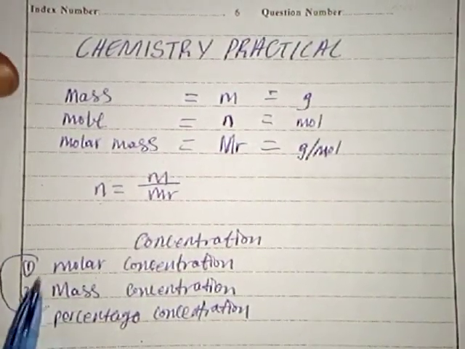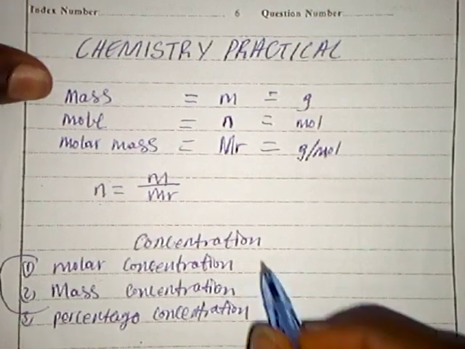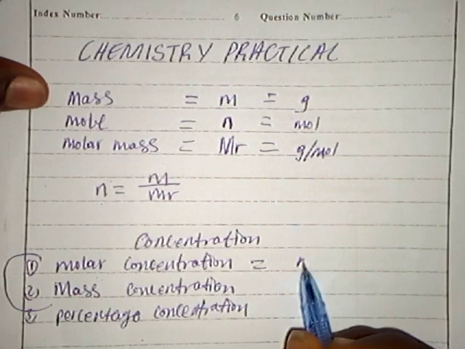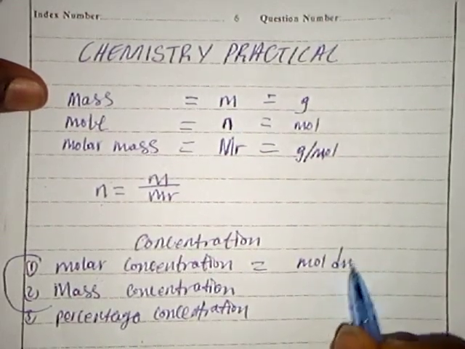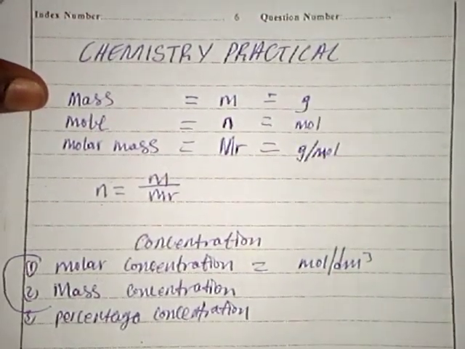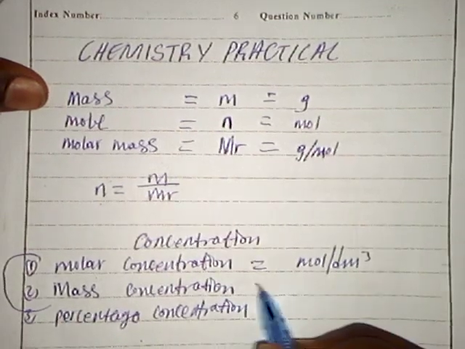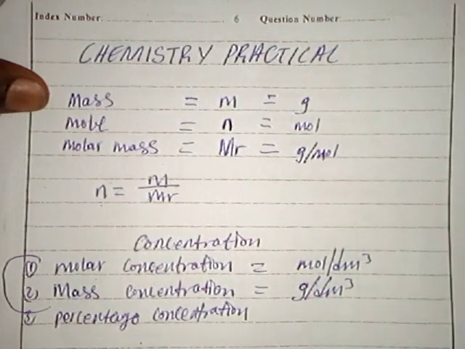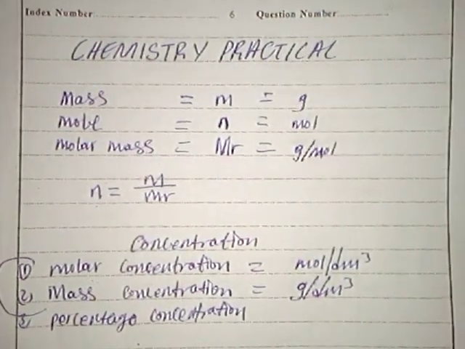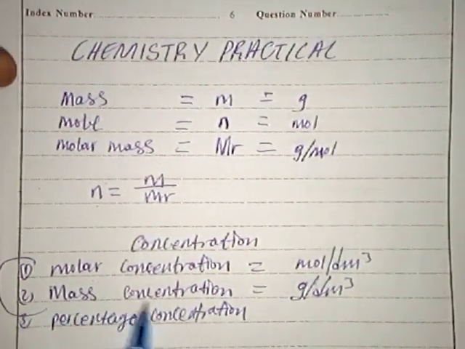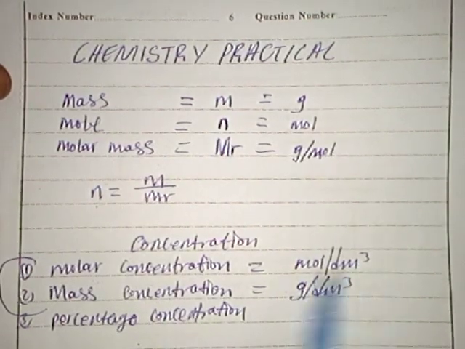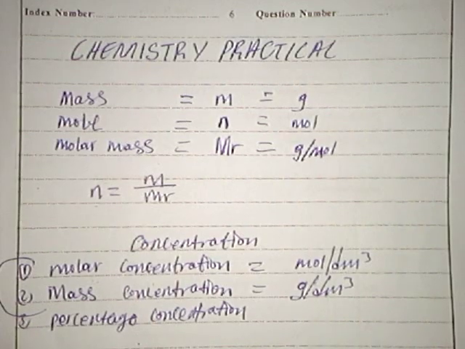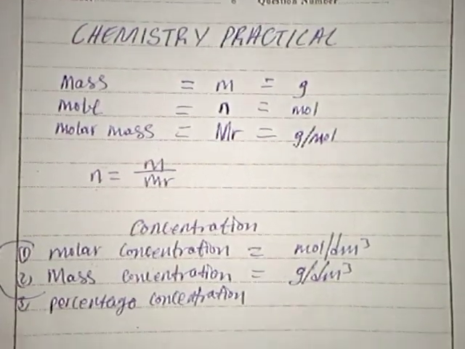Now let's proceed. The unit for molar concentration is mole per dm cube, right? You see it? And the unit for mass concentration is gram per dm cube. So anytime you see gram per dm cube, it talks about the mass concentration. Anytime you see mole per dm cube, it talks about the molar concentration. Is that clear? And is it understandable? Right? Good. Take note of these 3 things.